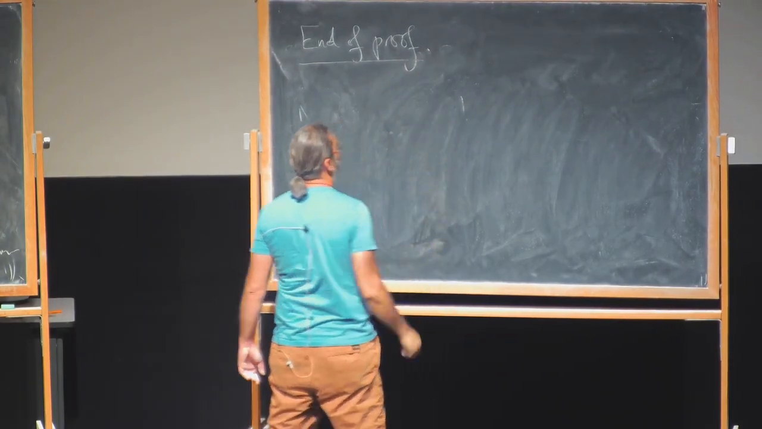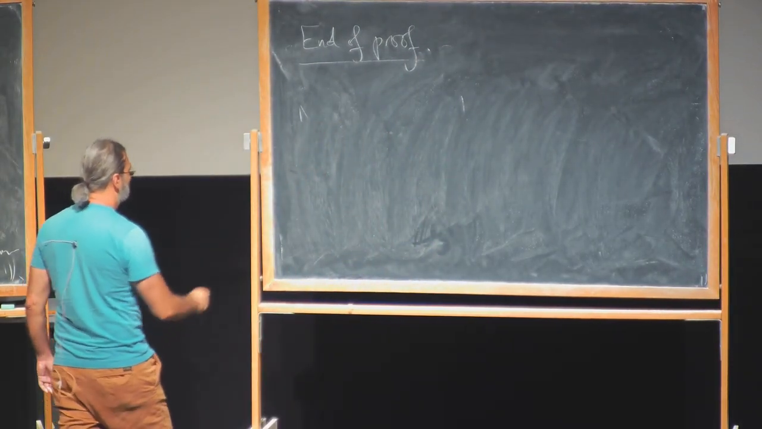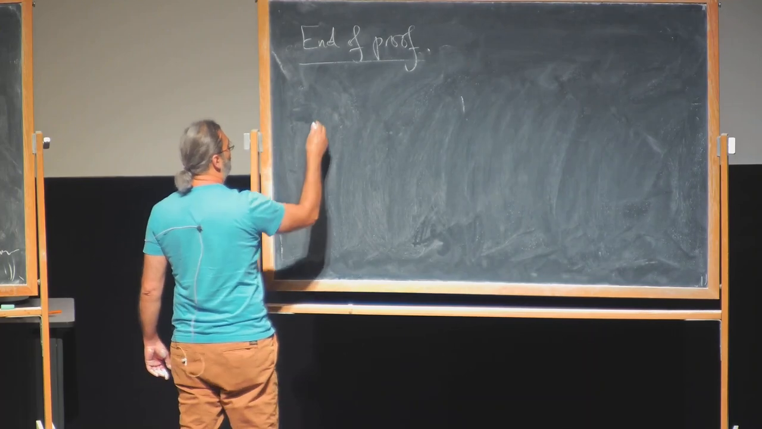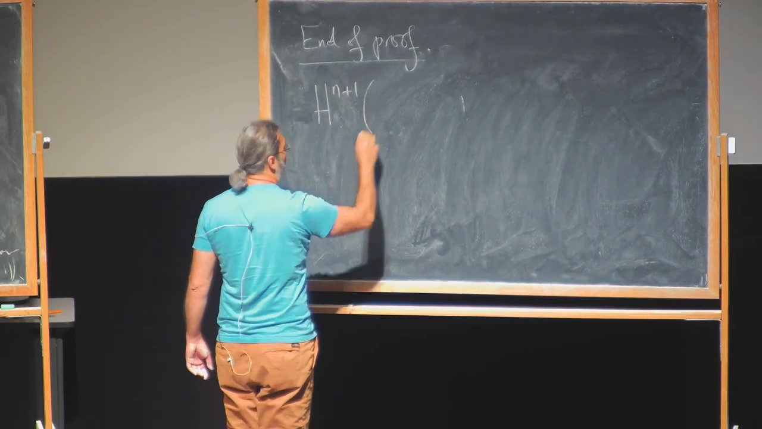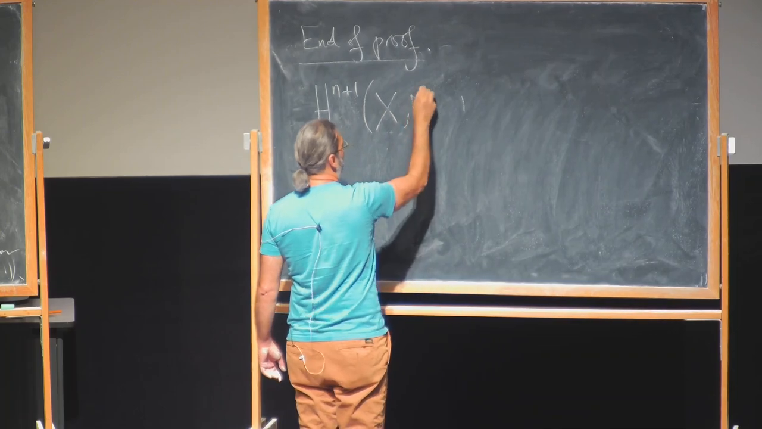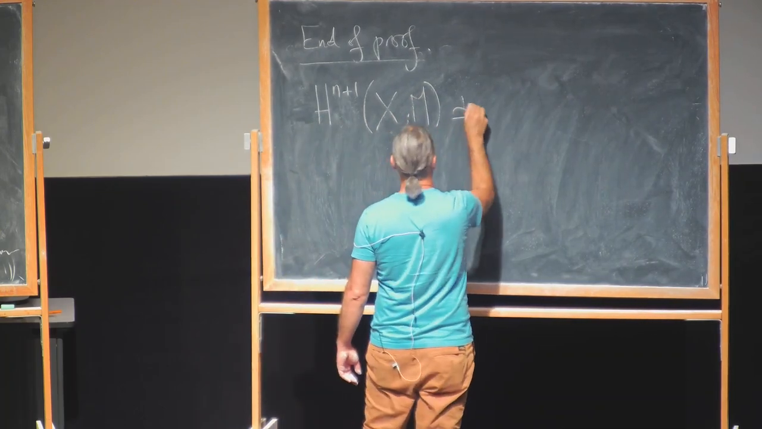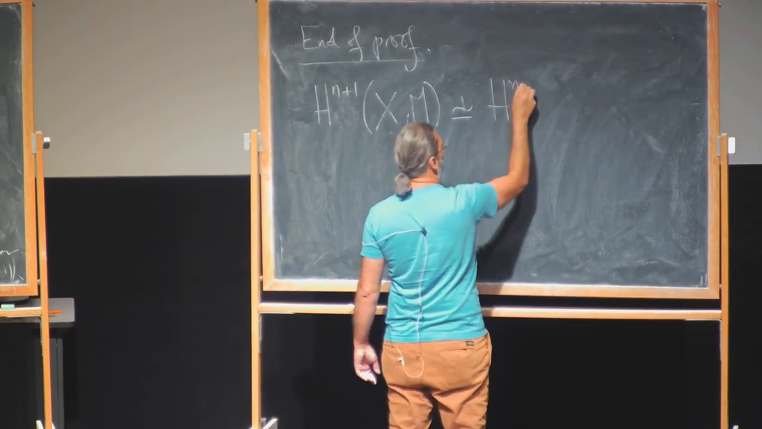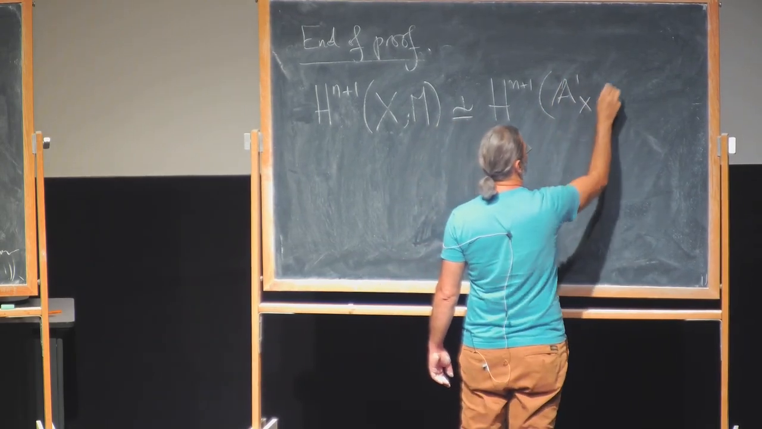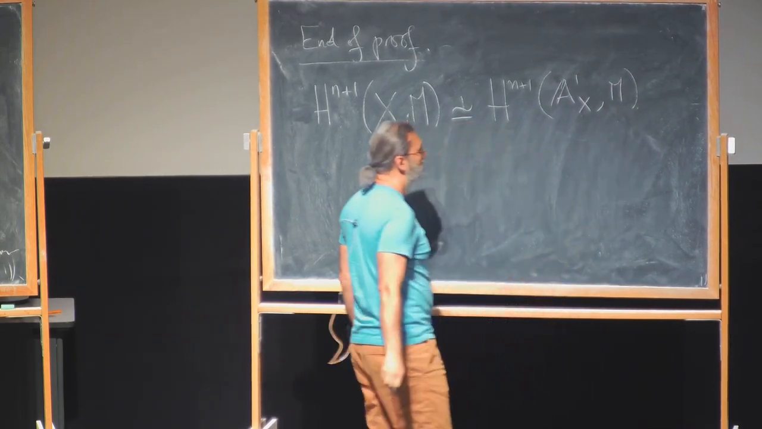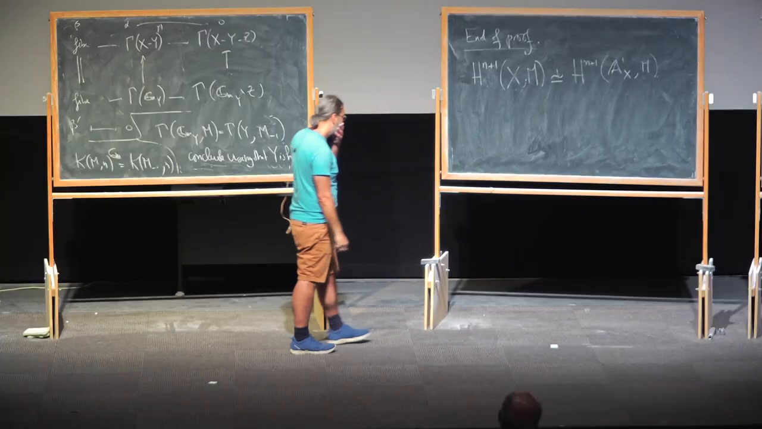Right, so we want to show that M is n plus 1 strongly invariant. Namely, we want to show that H^{n+1} of x with value in M is isomorphic to H^{n+1} of A^1 x. Okay, that is our goal.